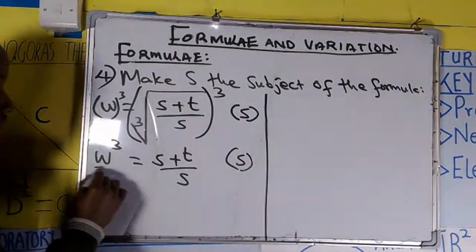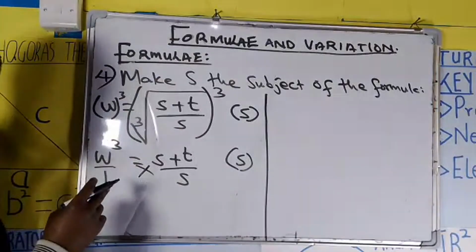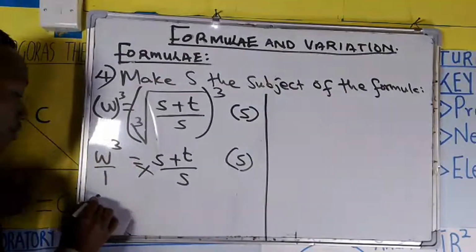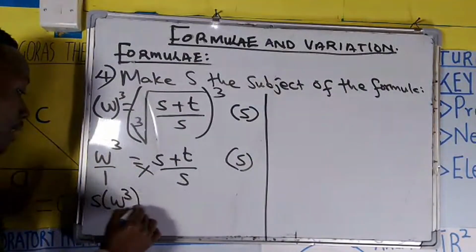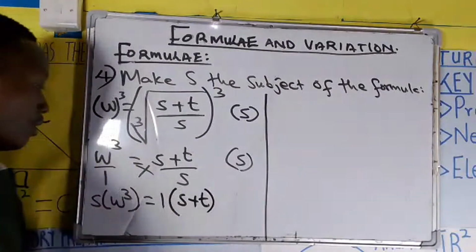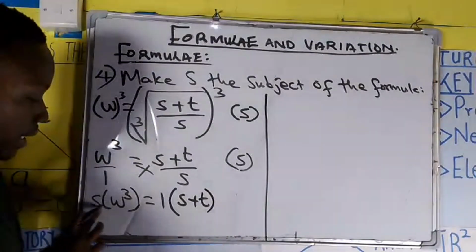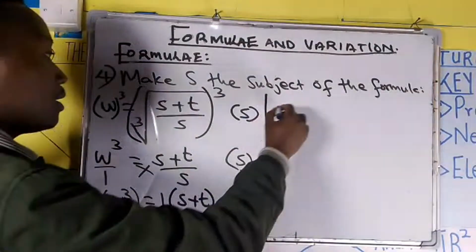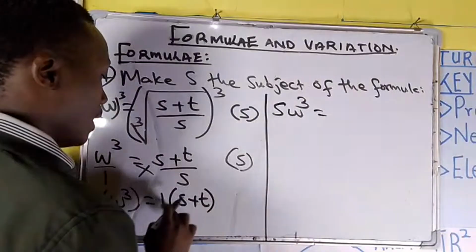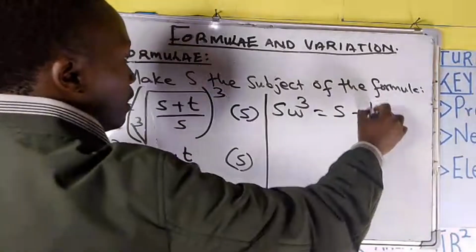So in this case, we can say W cubed over 1. We cross multiply, and we are going to get S times W cubed is equal to 1 into bracket S plus T. And once we do that, S W cubed is equal to 1 times S is S, plus 1 times T is T.